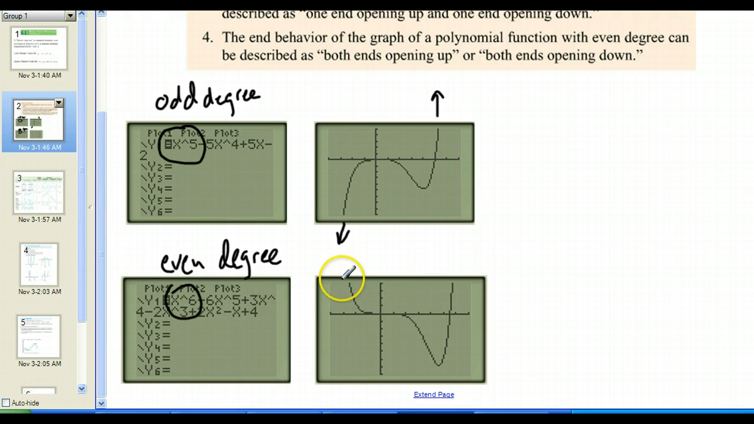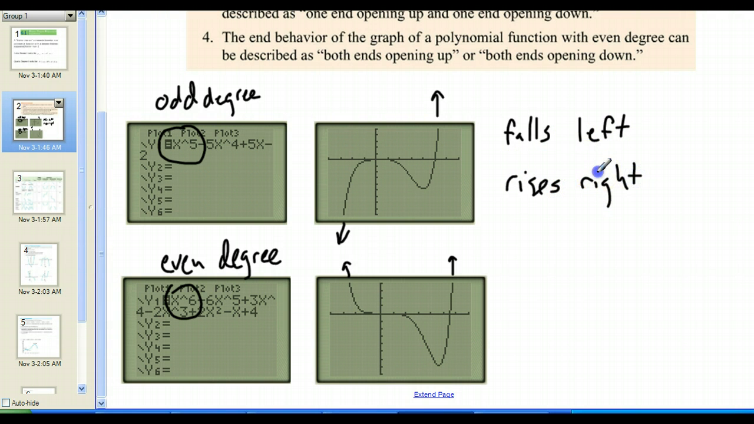And again, even degree, it agrees on what it's going to do on both ends. It opens up on this end. It also opens up on this end. So this one, it opens down to the left, it opens up to the right. This one opens up on both ends. Or again, what I normally teach people, this falls left and it rises right. That's the end behavior of this polynomial. And this one just rises both left and right.